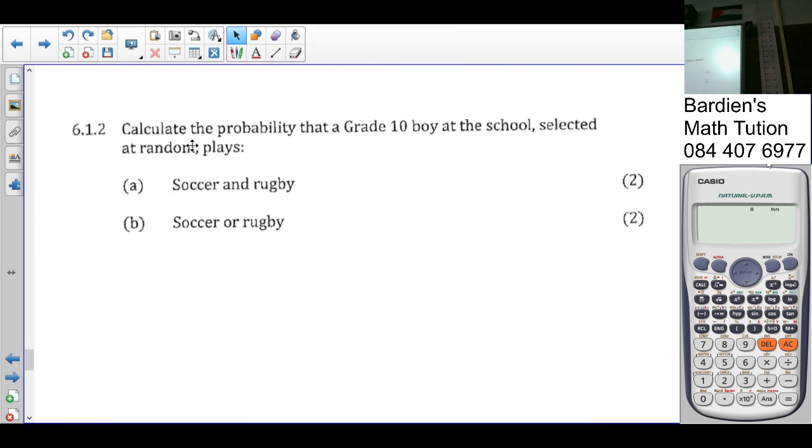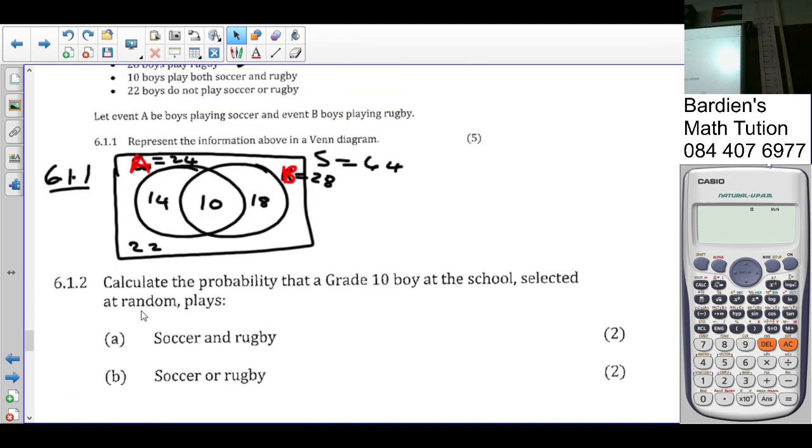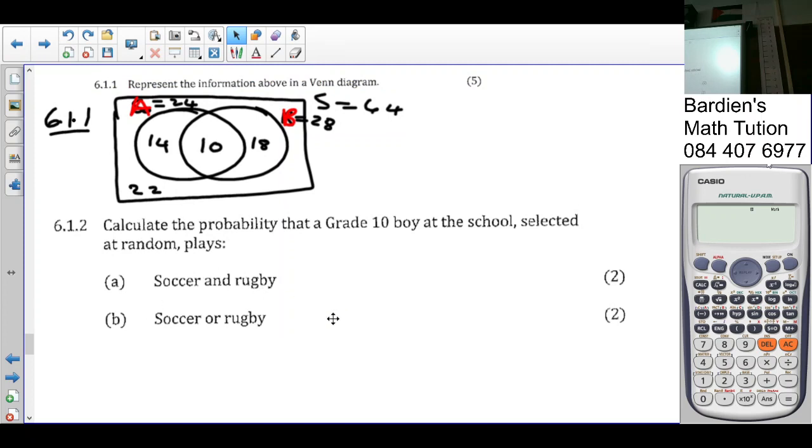The next question is 6.1.2. Let's keep that in focus there. We are told to calculate the probability that a grade 10 boy at the school selected at random plays soccer and rugby. So if there are 64 boys to choose from, those who play soccer and rugby, so it's the overlap.